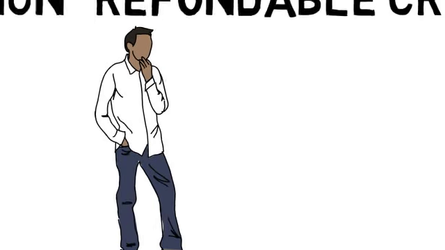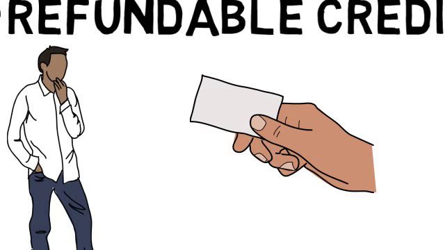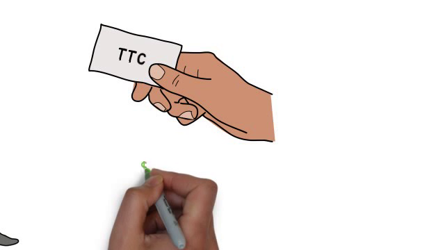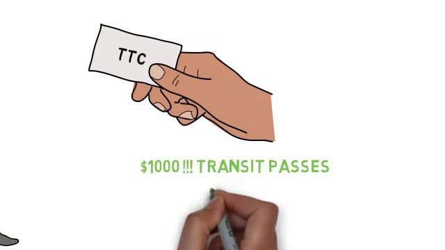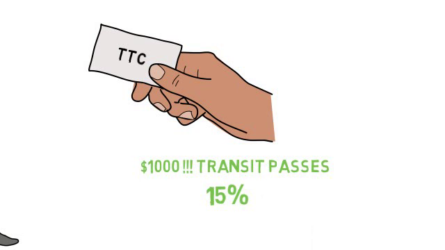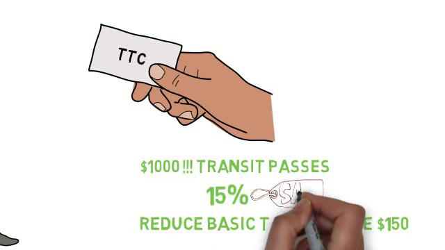Each can be treated differently and requires its own calculations, but the general setup is this. Take the amount of the credit. For example, suppose you spent $1,000 on transit passes in 2014. Multiply that amount by 15%, the standard rate for federal non-refundable credits. We can now reduce our basic tax payable by $150. On the transit pass, it's like a 15% off sale.